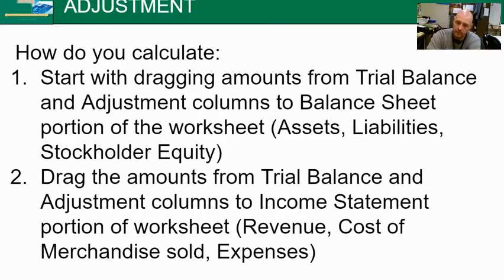Come back, do the same thing for the income statement. Start with the trial balance, drag the number over. If there are contra accounts or there are adjustments, drag them over. If there's more than one, if there's a trial balance and an adjustment, add them together. And the trial balance numbers dragged over to the income statement are going to be your revenues. They're going to be your cost of merchandise sold, your purchases and discounts and whatnot, and your expenses.